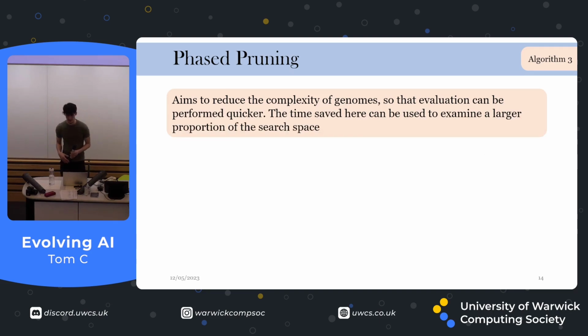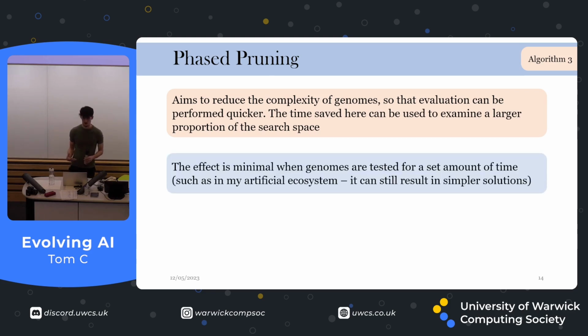Phase pruning is a modification of the NEAT algorithm that aims to limit the complexity of agents. So I've defined complexity as the sum of the number of nodes and number of connections in a network. And the goal of phase pruning is to reduce this so that evaluation can be performed quicker and that we can search the lower dimensionality search space more efficiently.